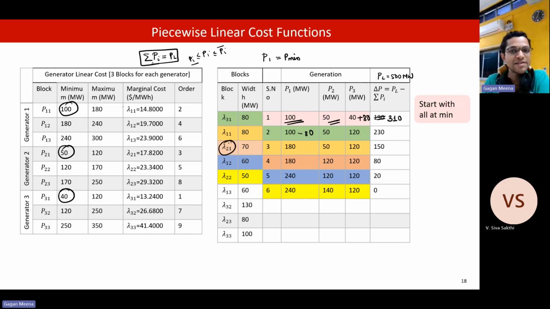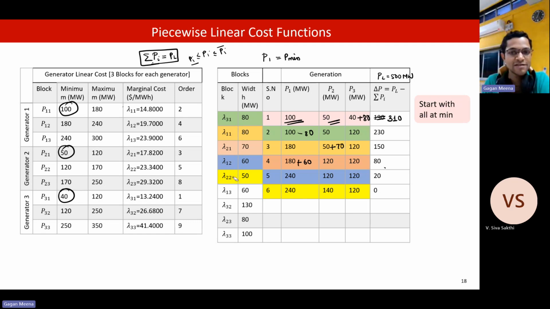Next block is the first segment of generator 2, and it has a limit of 70. We add 70 to this second generator, it becomes 120. The sum is 420 and the difference is 80. Again we move to the next block, which is the second block of the first generator, and it has a capacity of 60. We add 60 here. This becomes 240, the sum is 480 and the difference is 20.